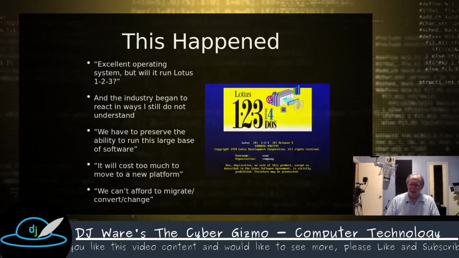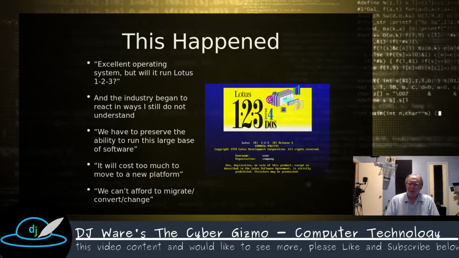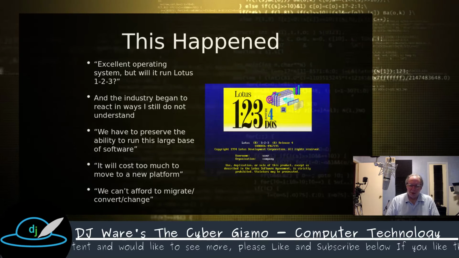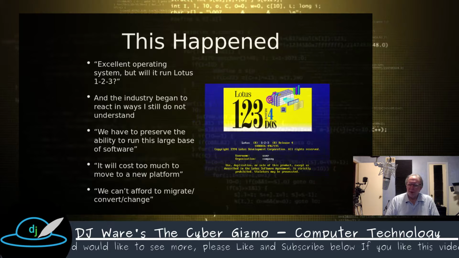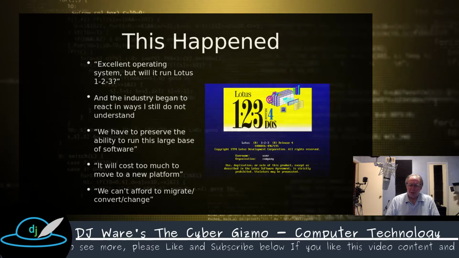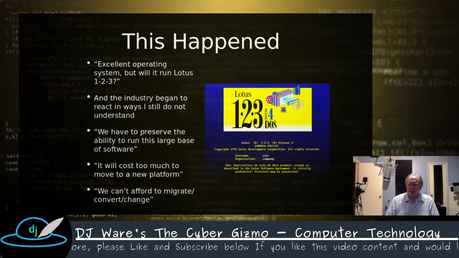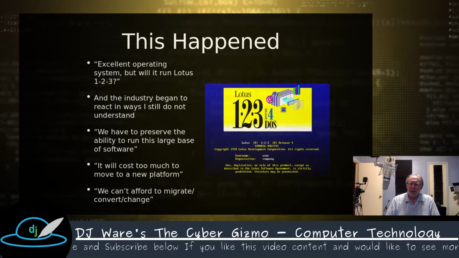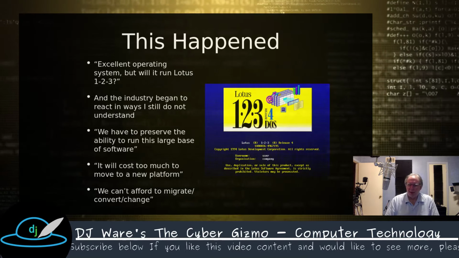So what happened? Well, I heard this many times when we were out talking to customers and showing them new operating systems that we were bringing around when I was with Burroughs. Excellent operating system, but will it run Lotus 1-2-3? So here's the problem that happened.